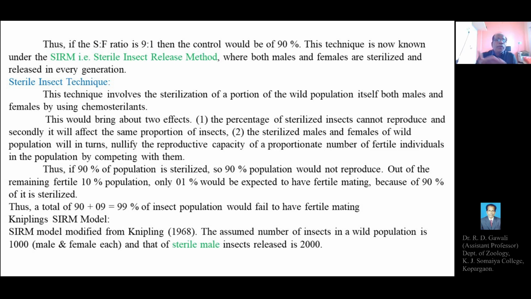And below there is a nippling serum model that is not of much importance. So one can keep in mind that sterile males or sterile females, when released into the fertile population, will reduce the number of fertile matings, and ultimately this will control the pest population due to lack of fertile matings caused by the release of sterile individuals of the particular pest. So this is what I wanted to say about pest control practices.